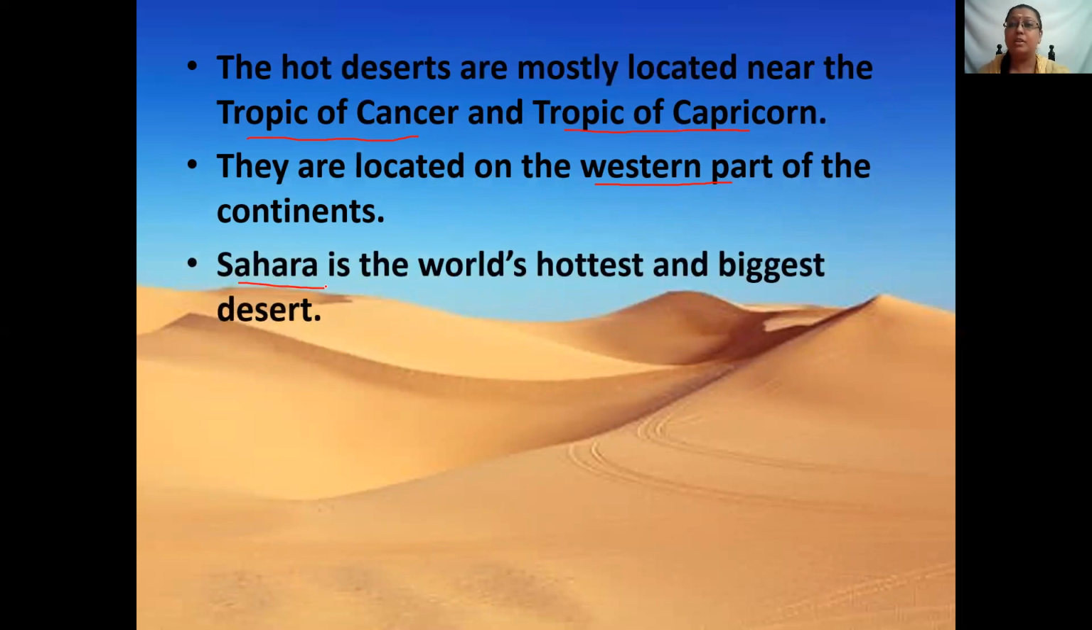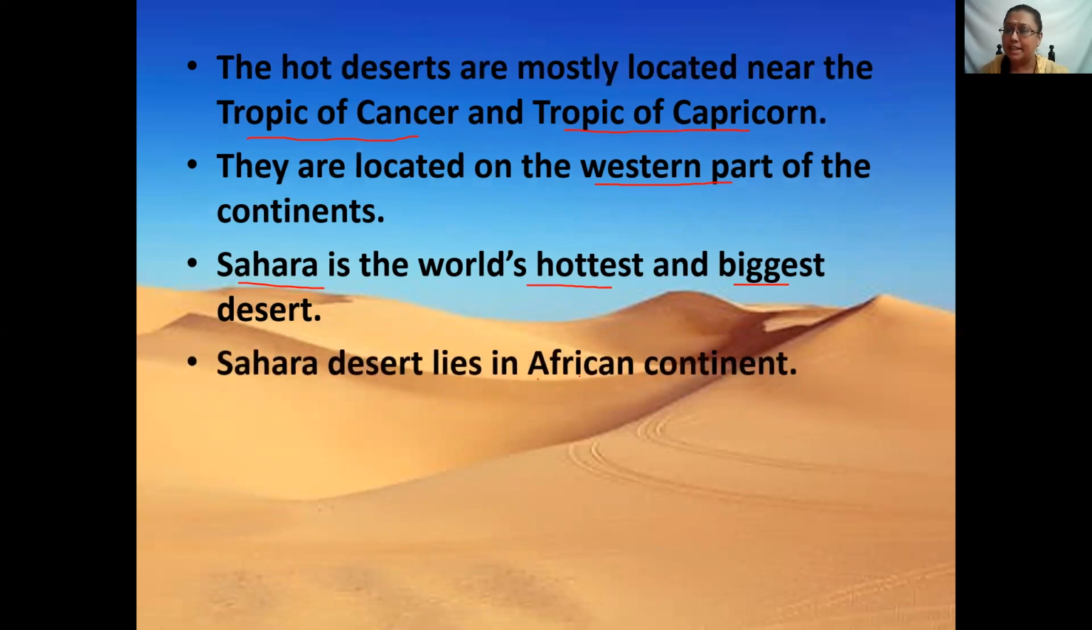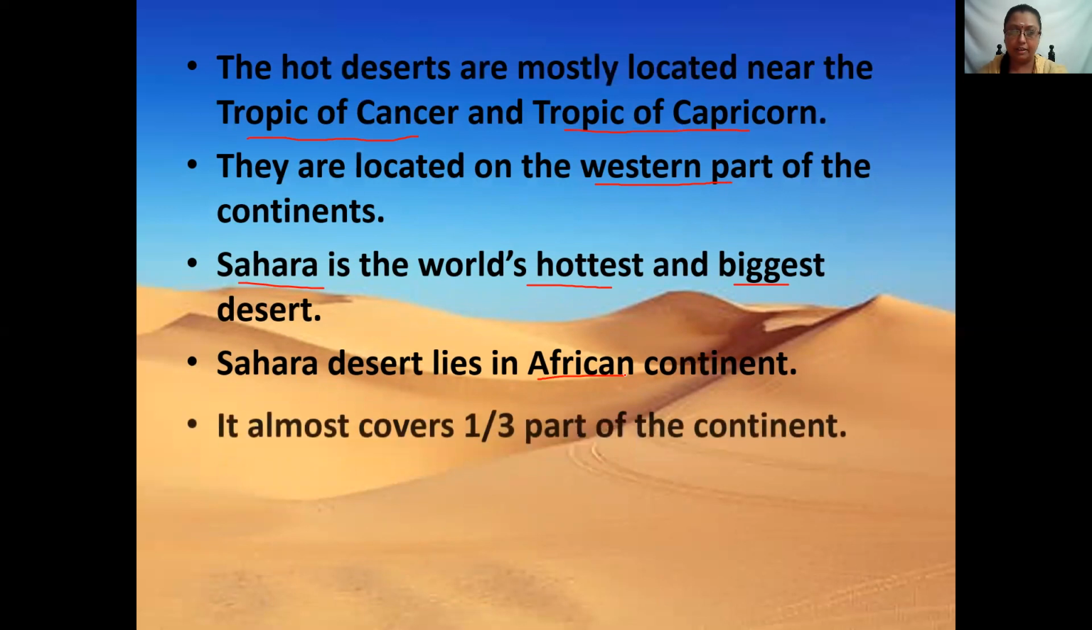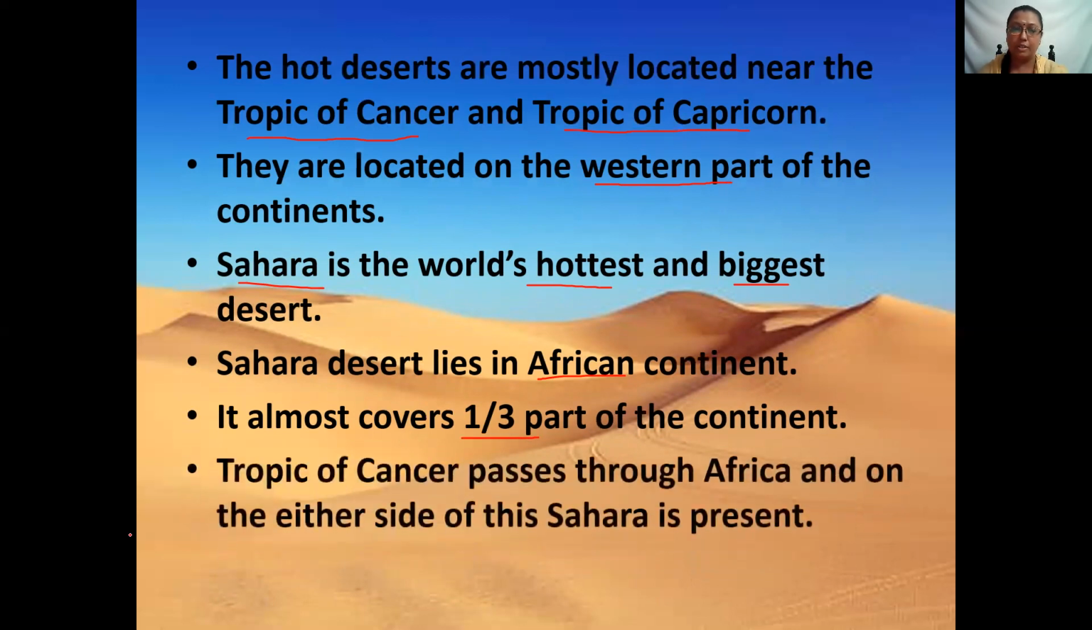Sahara is the world's hottest as well as the biggest desert. Sahara Desert lies in African continent. And then we saw that it almost covers 1/3 part of that continent. And also the Tropic of Cancer passes through Africa, and on either side of this, Sahara is present. Okay, so these are the points on the hot desert.